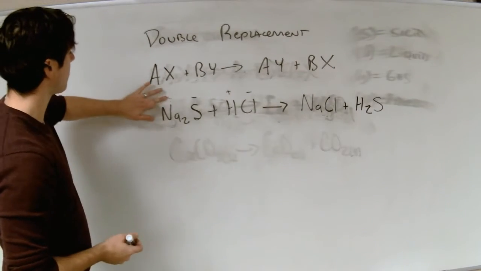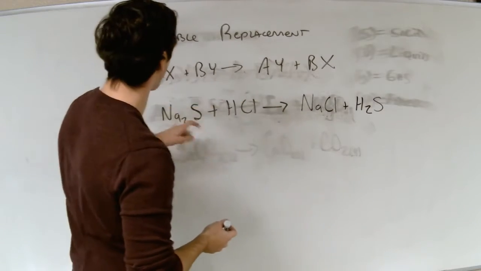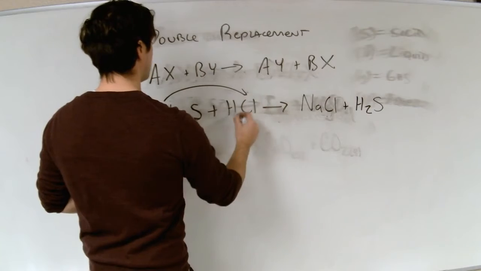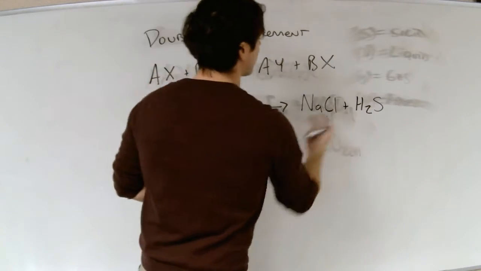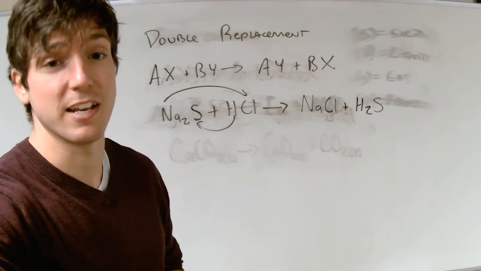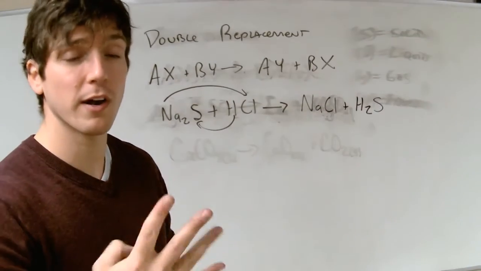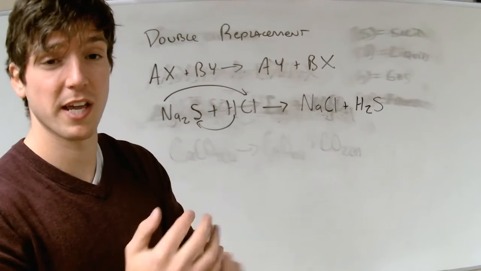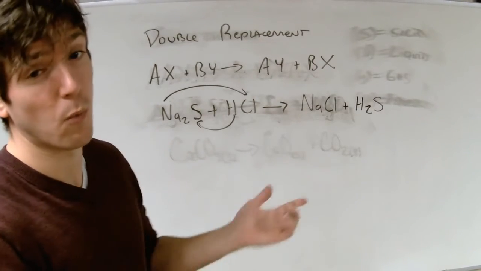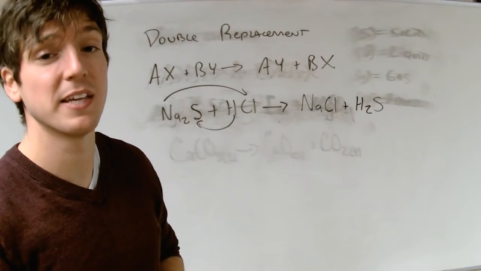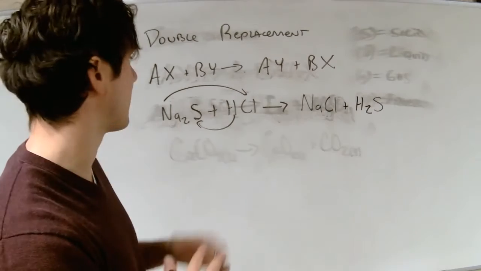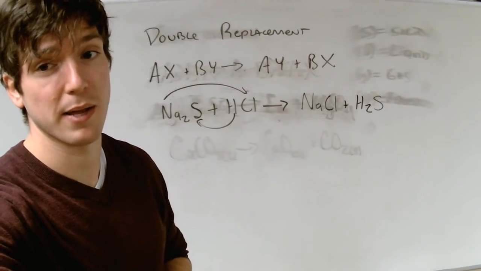So this is a double replacement. You have two compounds on the left side and they just swap. That Na went with the Cl, the H went with the S, and they made two completely different compounds of NaCl and H2S. So we have now covered 4 of them: synthesis, 2 things coming together; decomposition, 1 thing breaking apart; single replacement, 1 guy going in and kicking out another element; double replacement, 2 compounds swapping their partners and making 2 totally different compounds.